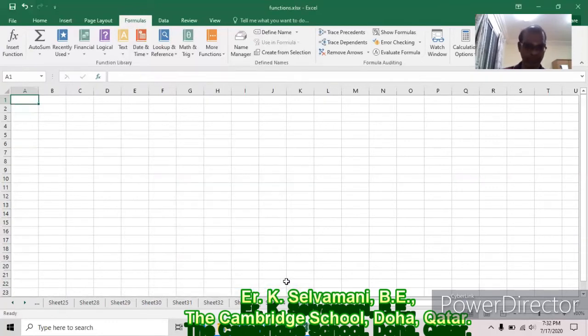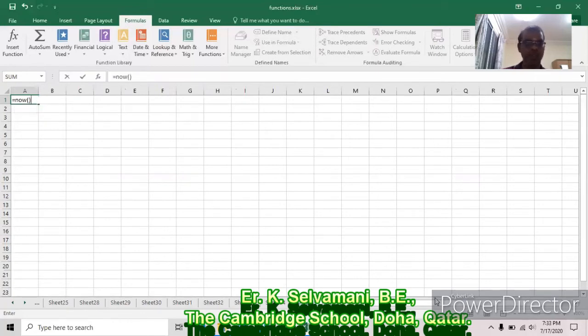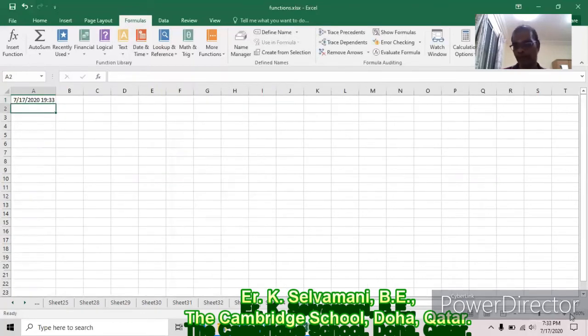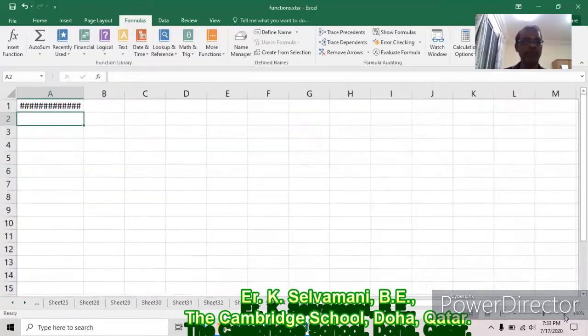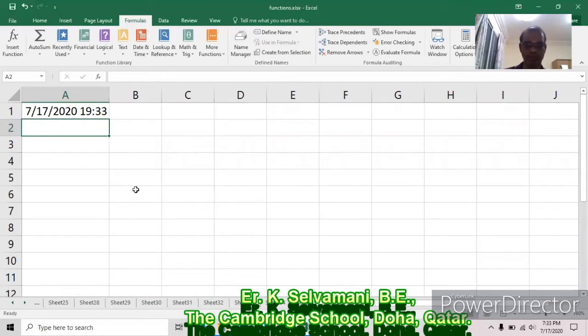Now, equal to NOW. Very simple. It gives the current date and time. If you want to see the current date and time, you can go for equal to NOW, open bracket, close bracket. That's all. Equal to NOW gives the current date and time.